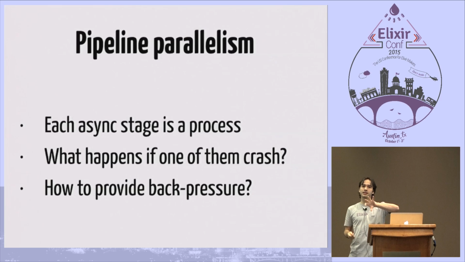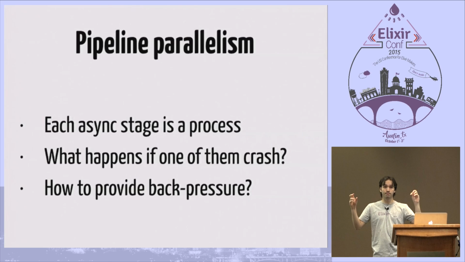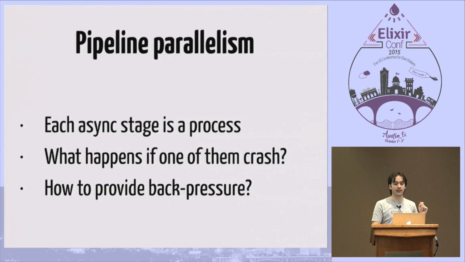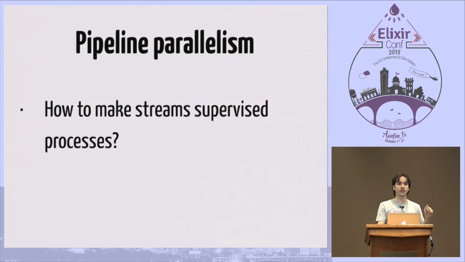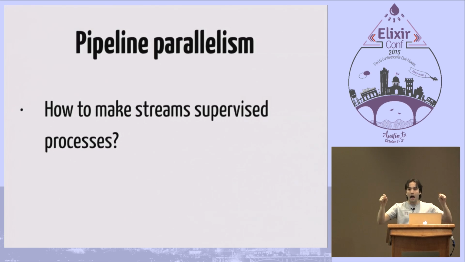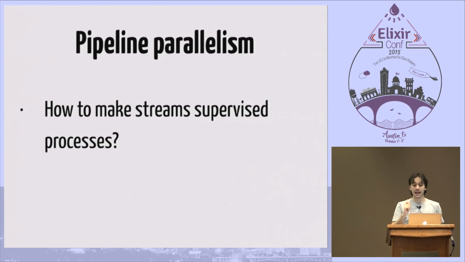And also, we need to answer how to provide back pressure. Because if we have a process in the middle that is slow, that cannot process the data, we cannot continue to push data to it. We need to provide back pressure, say, hey, slow down, I cannot consume things that fast. Another way to phrase those three bullets is, how can we make streams supervised processes? Because now each step is creating a new process. So how can I go from the stream that we had when we call stream filter, stream map, to supervised processes so we can react to failures and provide back pressure? Because processes are able to provide back pressure. They have state.